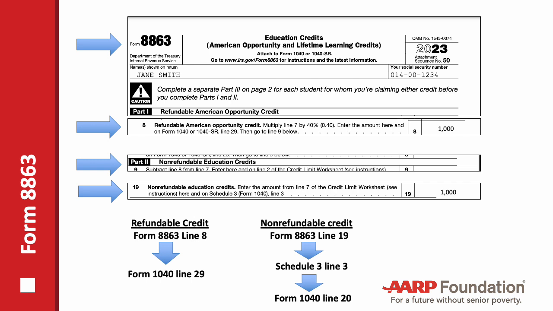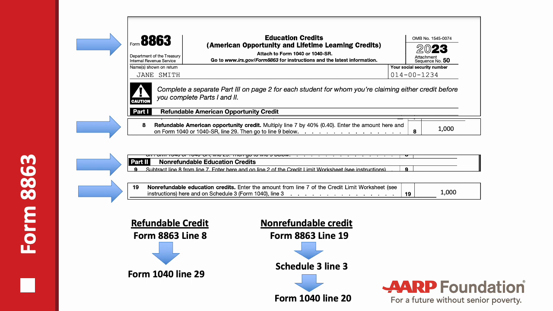And once we've input information for the education credits, a Form 8863 will be generated. You can see here that it's for both the American Opportunity and the Lifetime Learning Credit. Part 1 shows a refundable portion of the American Opportunity Credit. In this case, it shows up as $1,000. In Part 2, any non-refundable education credits would show up. In this case, it's a non-refundable education credit of $1,000 as well.